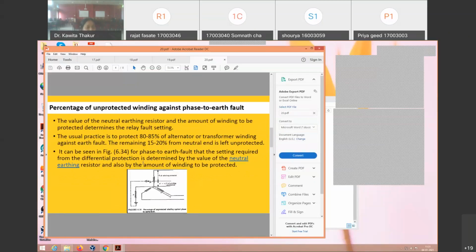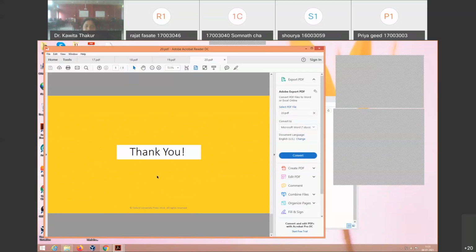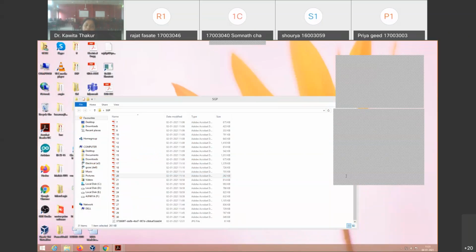Now in this lecture we have covered the percentage of winding to be protected against phase to earth fault. It is 80% of the winding. We have solved one problem based on this. This is our protection up till now. And now you have to tell me whether you have any doubt in protection. Reply in the chat box.